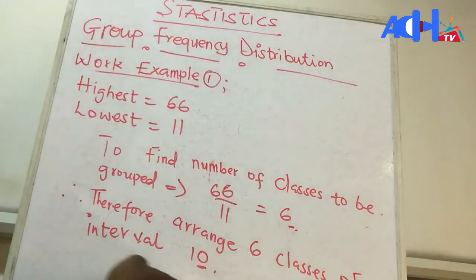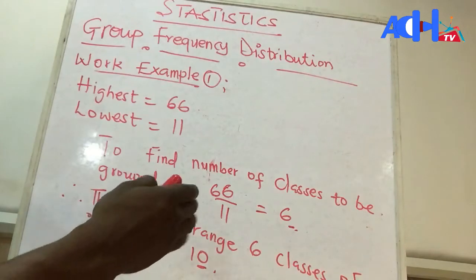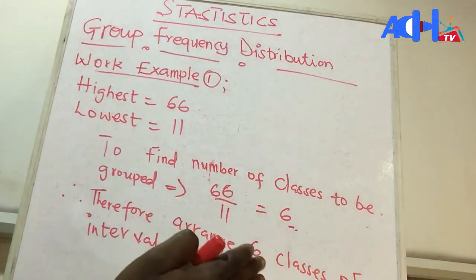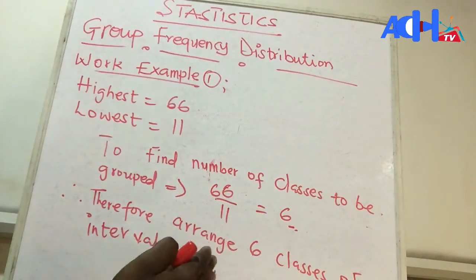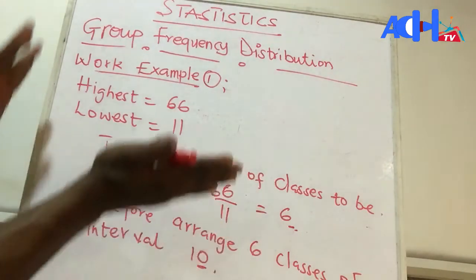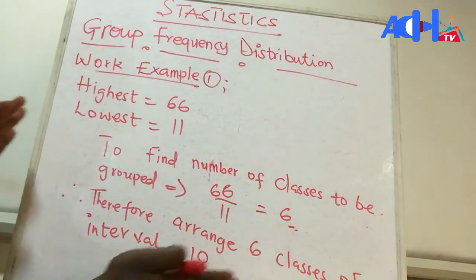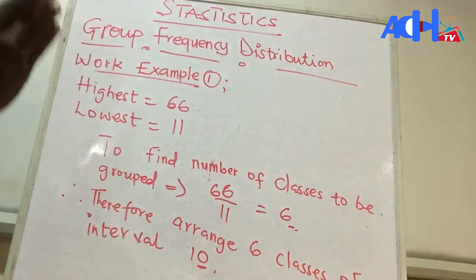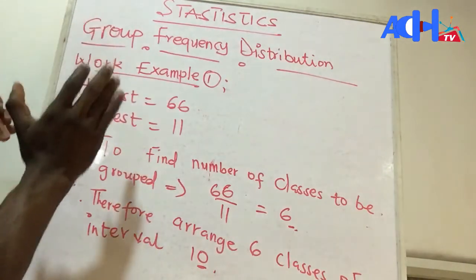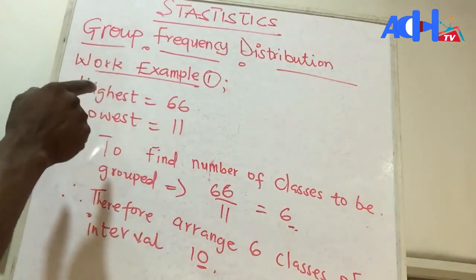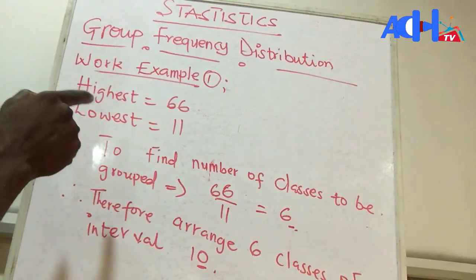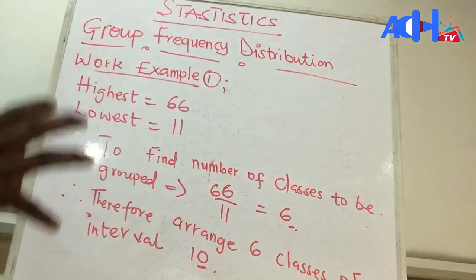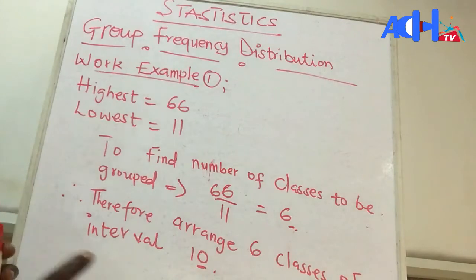We know how we had our interval value by looking at our large range of values given, and now we know our number of classes we are going to arrange, which is 6, by picking the highest value in the large range of values and then the lowest value in the large range of values. So this is how we do it. So let's continue.